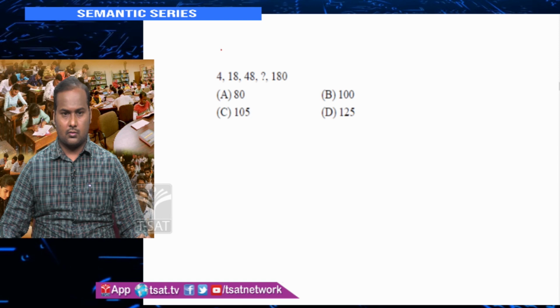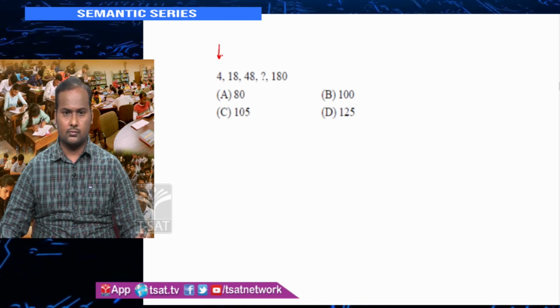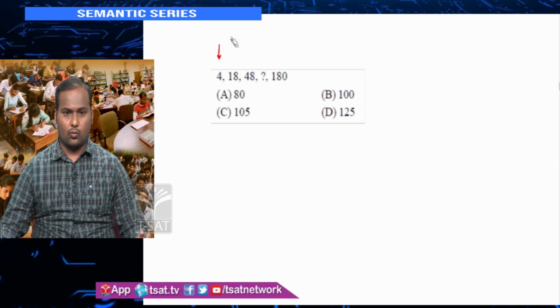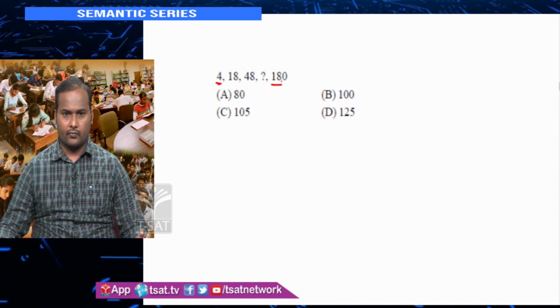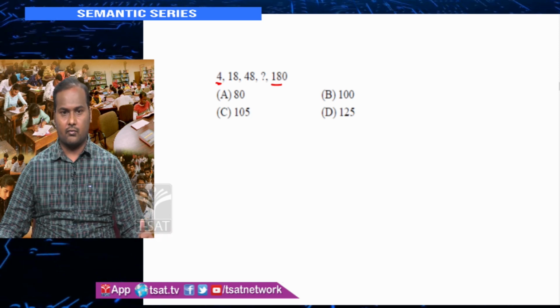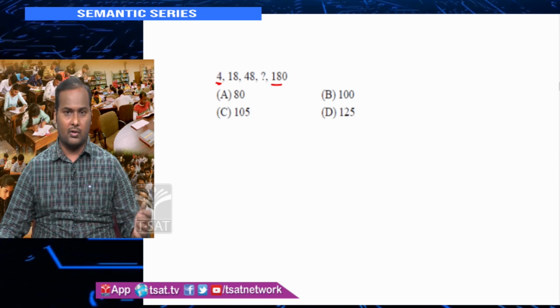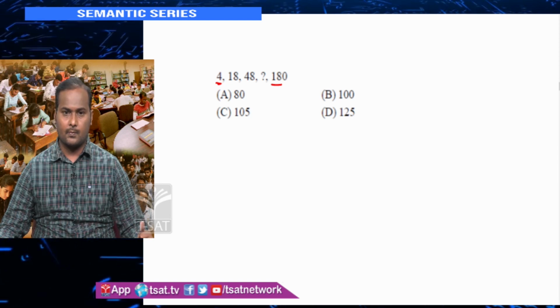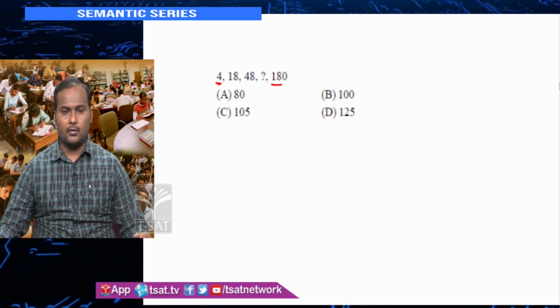In this question, observe the series. In this series, the first number is 4 and the last number is 180. The moment you see from 4 to 180, it's a huge increase. Whenever there is a huge increase, we always need to take the multiplication. So obviously some kind of multiplication is involved in this particular series. Let's try to understand how this multiplication is involved.